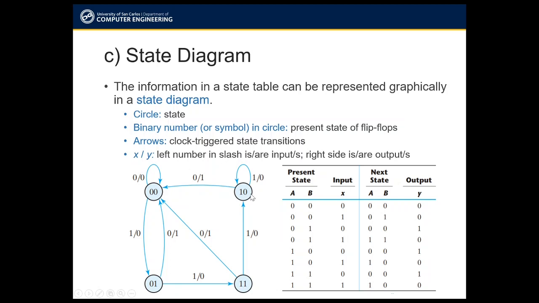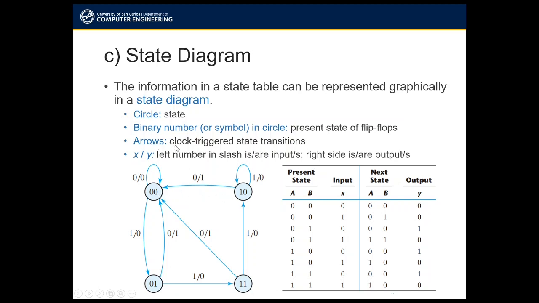So in this case, we are going to consider combinations of our flip-flops. So we have here states AB: 00, 01, 10, and 11, which means there are 4 circles in our diagram. The binary number, or sometimes its symbol, means the present state of the flip-flops. So here: 00, 01, 10, 11. You can rearrange the circles in any way you want.